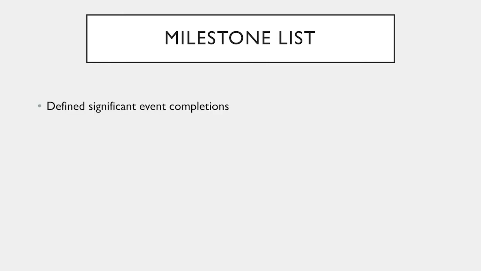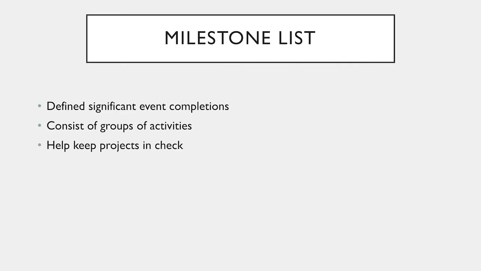These activity attributes lists should align with your work breakdown structure or WBS and your WBS dictionary. Lastly, a milestone list describes significant event completions. These are usually groups of activities that are relevant to one another, such as the finalization of phase 1 of a building. Milestones help keep large projects in check.